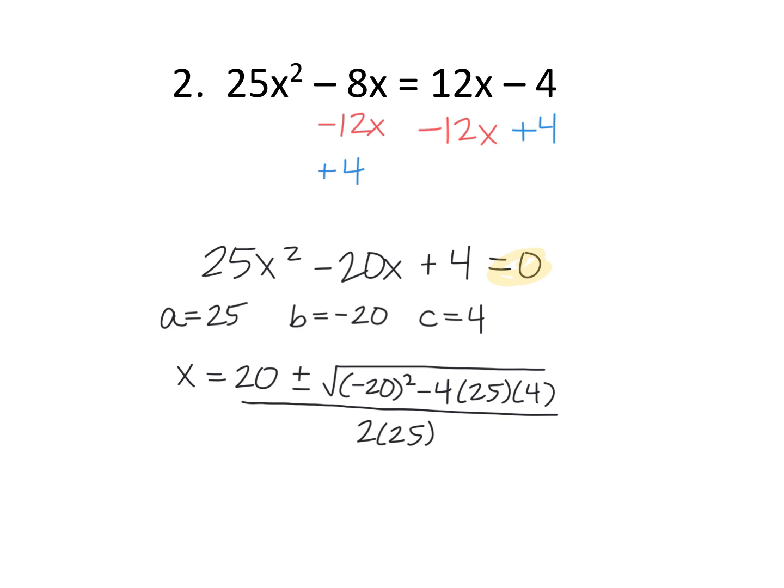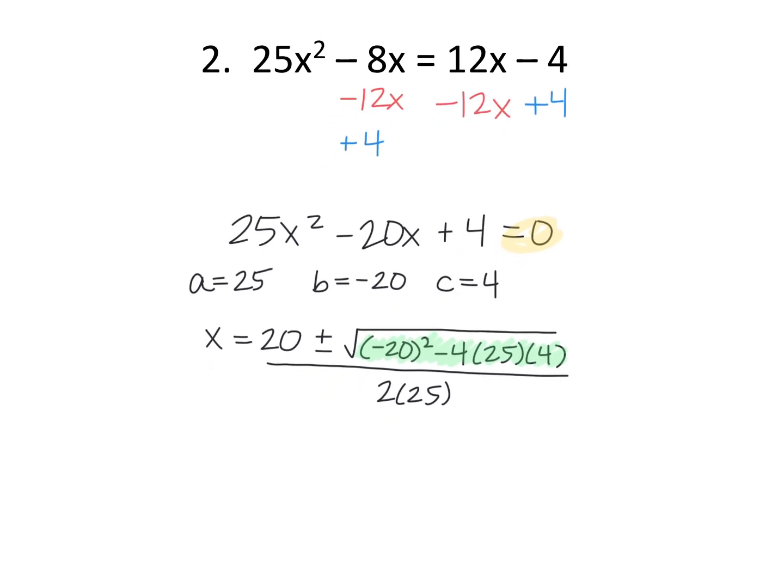Okay, if you have a calculator out, like I asked you to, then you will type in this part under the root. You can type it all in your calculator at once. Or you can do it in your head, because this is actually not super hard. Negative 20 squared. Okay, if I type this in, I think it ends up being 400 minus 400, which is, did you get 0? Yeah, so 20 plus or minus the square root of 0 over 50.